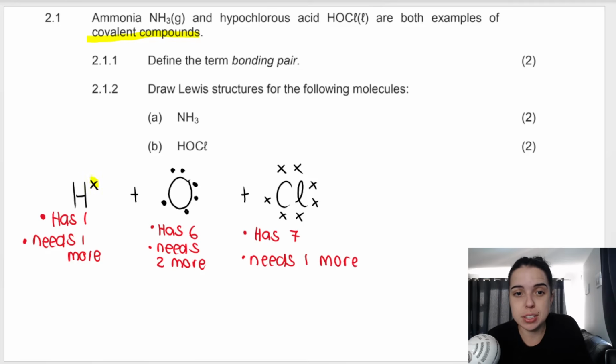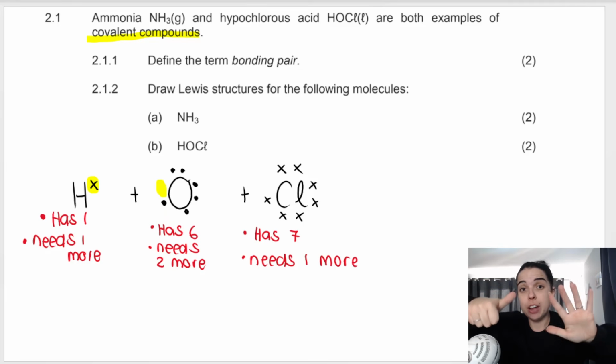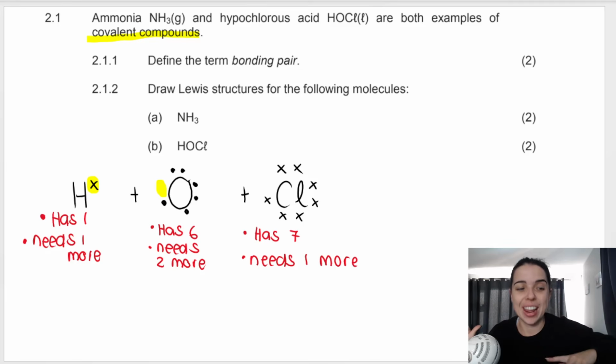So what is going to happen is this one electron over here is going to get shared in that spot with the oxygen. Okay, now oxygen has 6, but now it's sharing with the hydrogen, so it has 7. Oxygen still needs 1 more electron. But think about the chlorine. Chlorine has this electron that it can share with the oxygen in that spot.